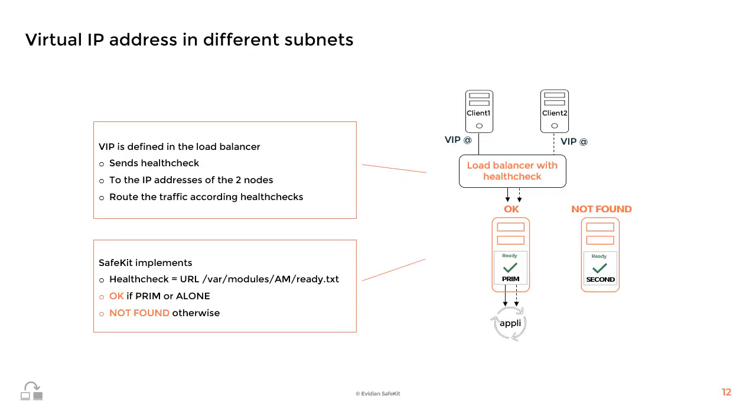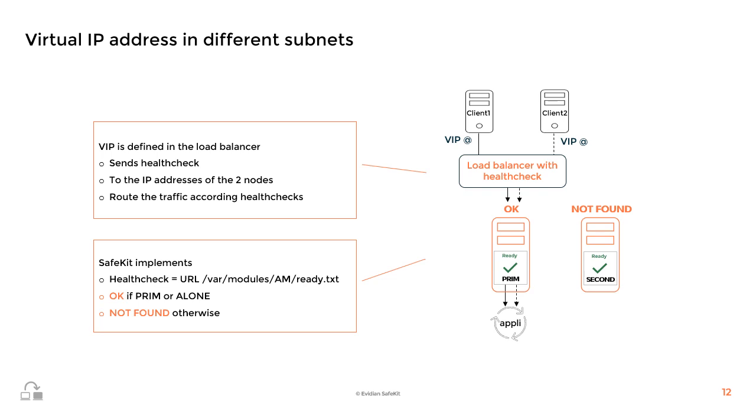We consider now two nodes that are in two different subnets. This is particularly the case when implementing a high availability solution in public cloud infrastructure like Azure, AWS, or GCP. SafeKit nodes are put in two different high availability zones, which are in two different subnets. In this case, the VIP tag must be removed from userconfig.xml, as the rerouting at the MAC address level is no longer possible. Instead, the virtual IP must be defined at a load balancer level. The load balancer must be configured with the physical IP addresses of the two nodes, and with a health check to route the traffic to available nodes.